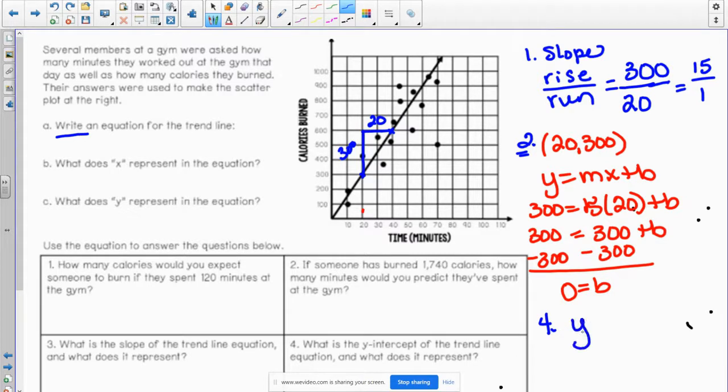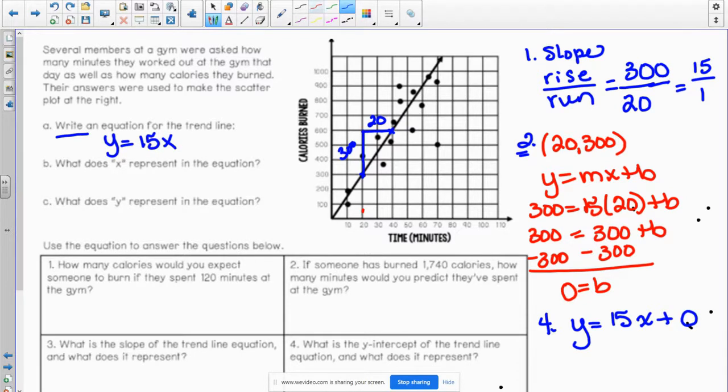So my equation is y equals, my slope was 15, x is my variable, plus 0. And of course you don't need the plus 0 because mathematically that doesn't do anything to the equation.